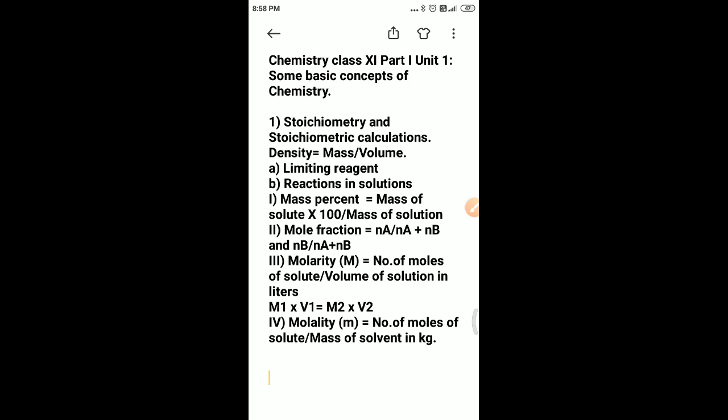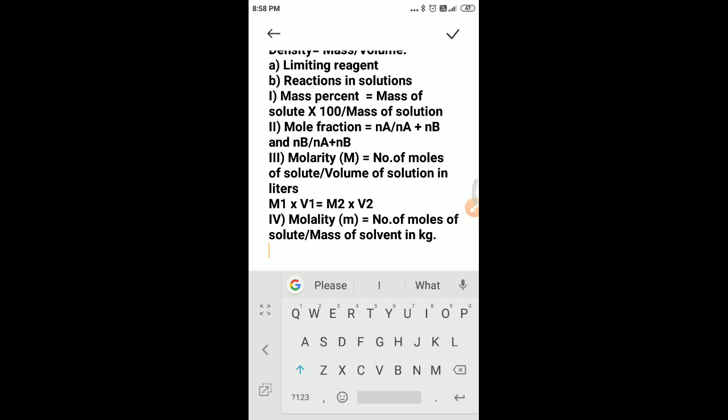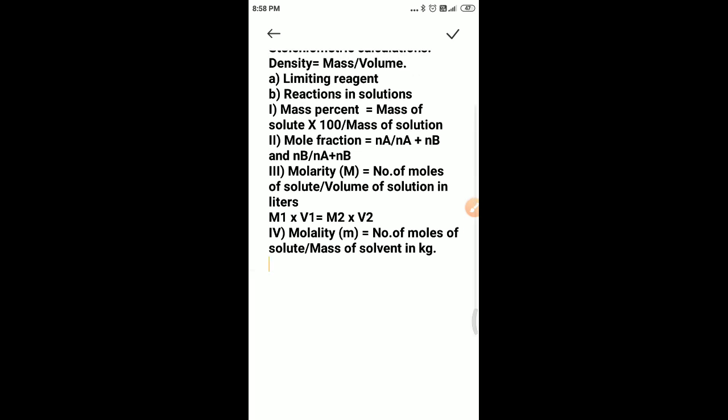In the same way, the mole fraction of B is the number of moles of B divided by the number of moles of solution, which is Nb divided by Na plus Nb.